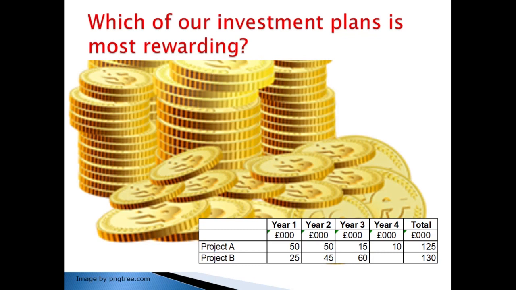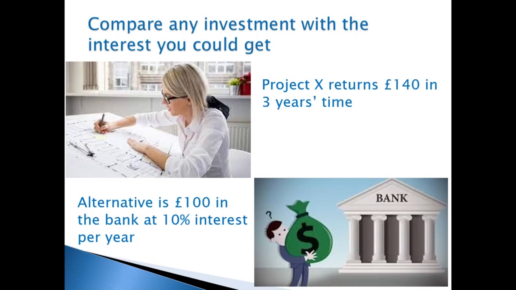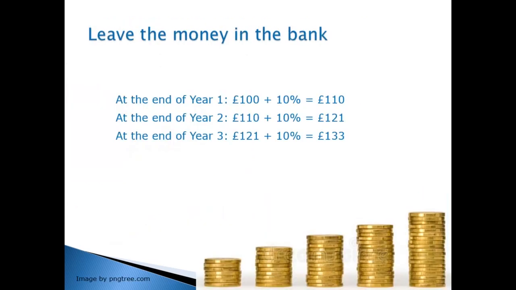And what we do is we compare any investment with the interest you could get. So we've got a very simple example here of investing £100. If you put it in project X, in 3 years' time, it will pay you back £140. Alternatively, we're assuming you can put it in the bank and get 10% interest. So, in the bank, after 1 year, you've got £110, and then it goes up to £121, and then to £133.